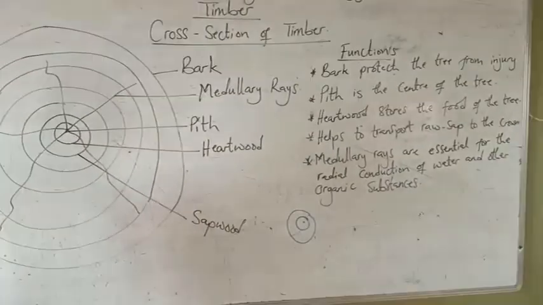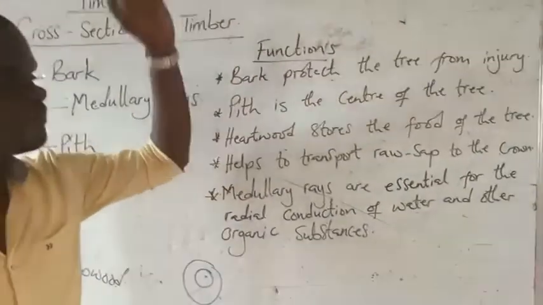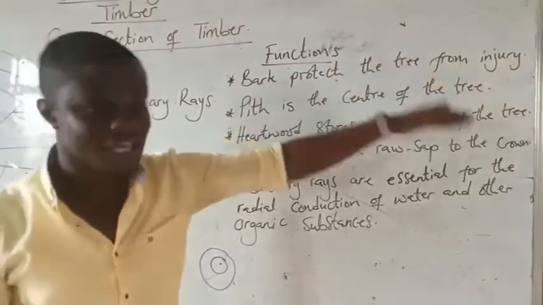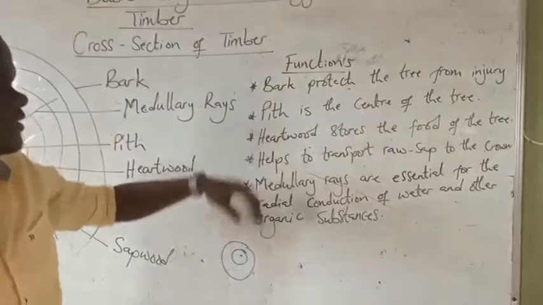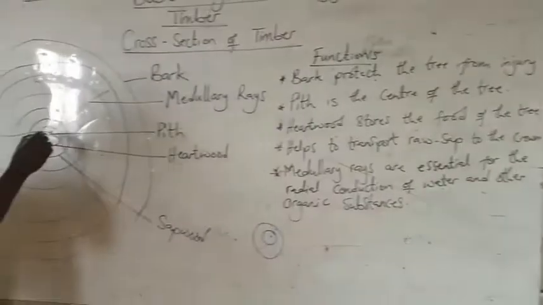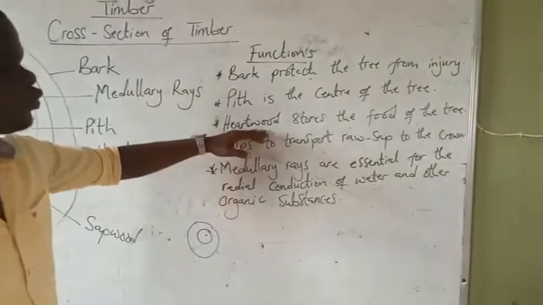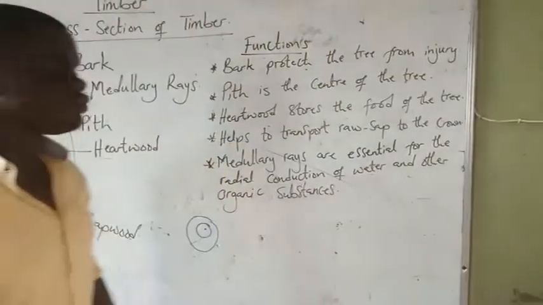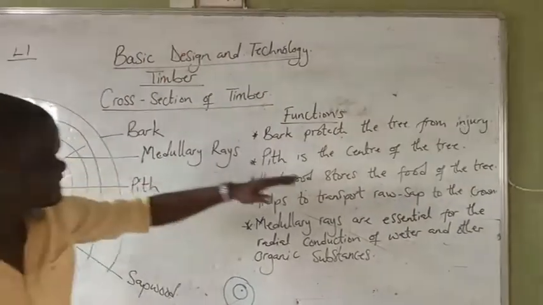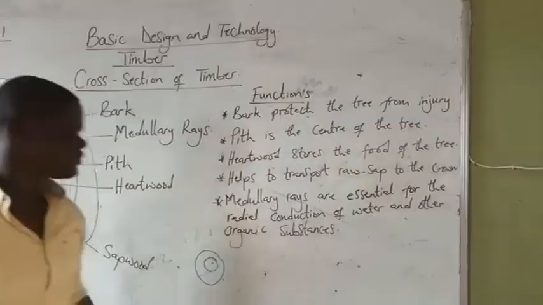So now let's take their functions one after the other. The bark of the tree protects the tree from injury. Now the pith is the center of the tree. This side, that is the pith. Now the heartwood stores food for the tree. So when the crown prepares the food, that is the process of photosynthesis, then the heartwood will store the food for the tree for future use.